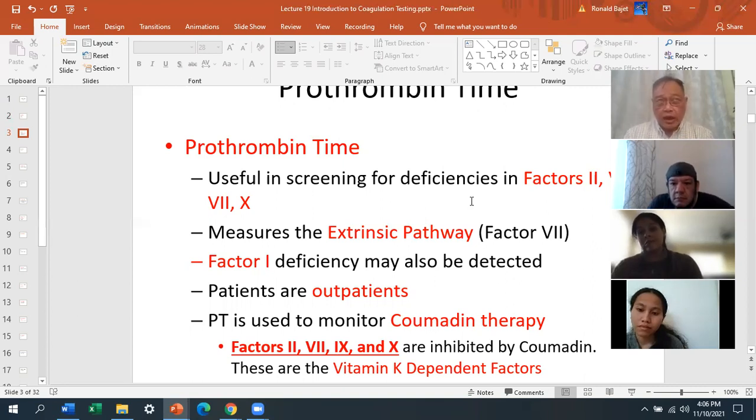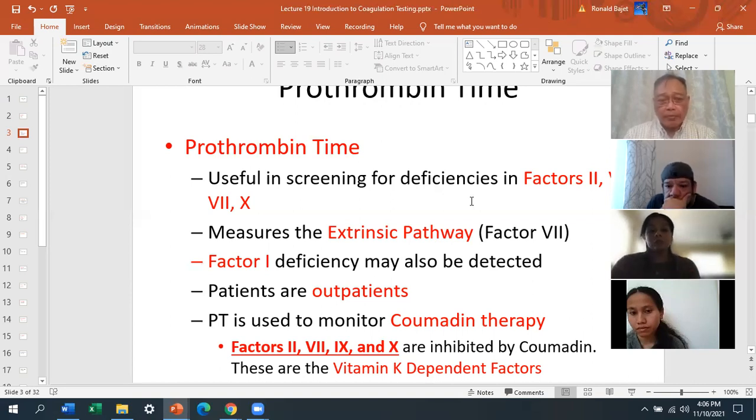These patients, when you do the prothrombin time or the INR, as I'll mention later, are usually the outpatients. The PT is used to monitor Coumadin therapy. So the factors that are inhibited by Coumadin therapy, these are the factors you need to memorize. For Coumadin therapy, it's 2, 7, 9, and 10. Those are the same ones that are the vitamin K dependent factors. So Coumadin, vitamin K dependent factors are 2, 7, 9, and 10.